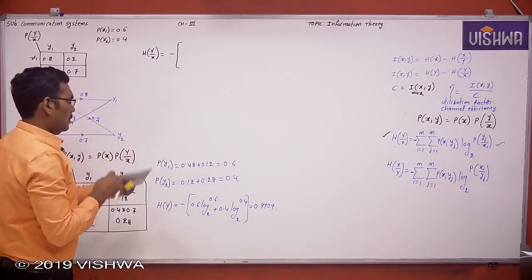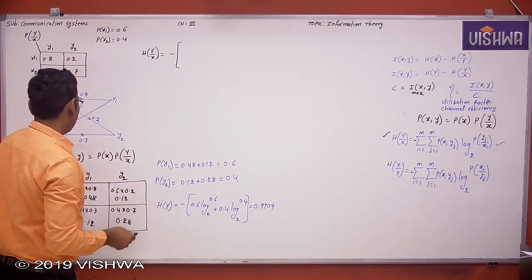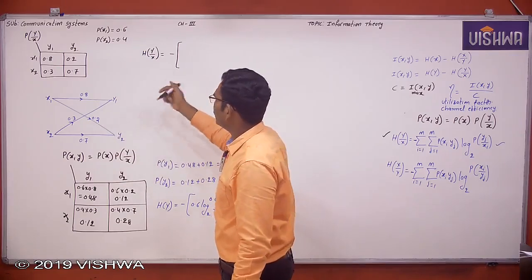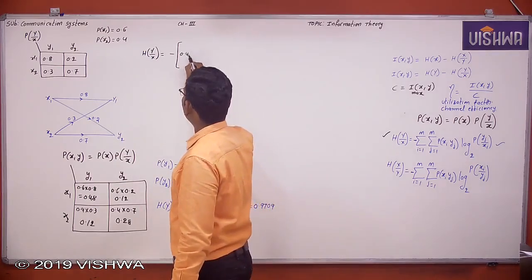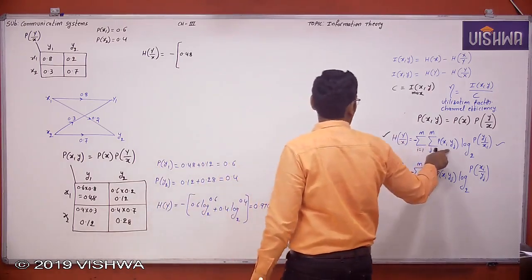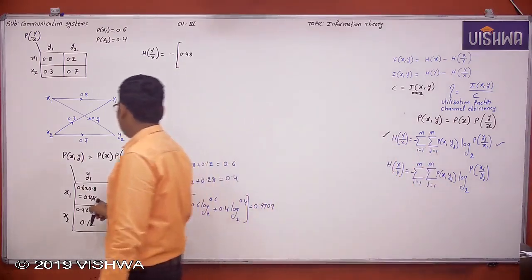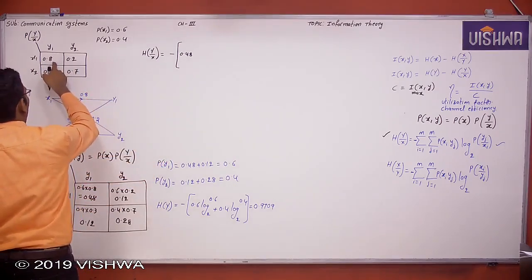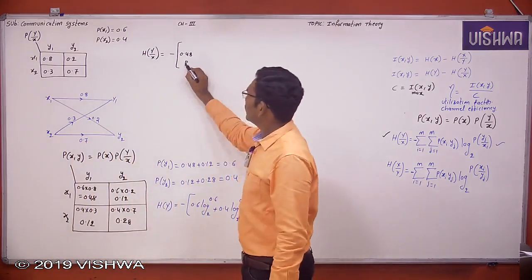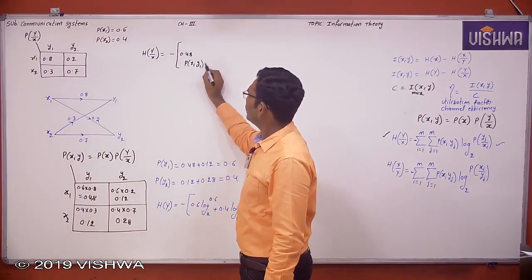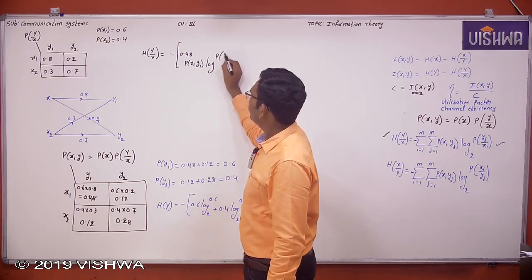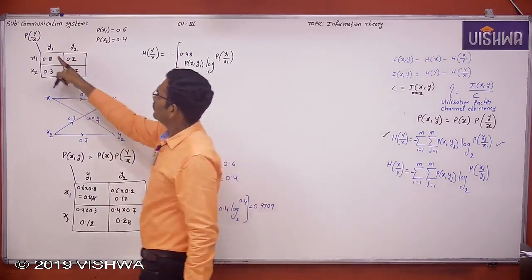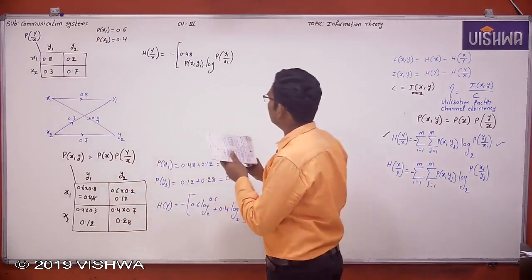So P of X comma Y, what is P of X comma Y? The respective values of the rows and columns are multiplied. 0.48 multiplied with log of P of Y1 by X1, which is 0.8, which means P of X1 Y1 log P of Y1 by X1. What is P of X1 Y1? 0.48. P of Y1 by X1 is 0.8. That's it, like this. Okay.